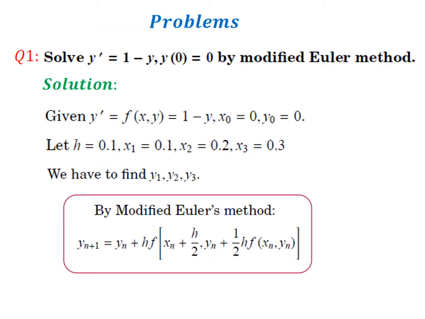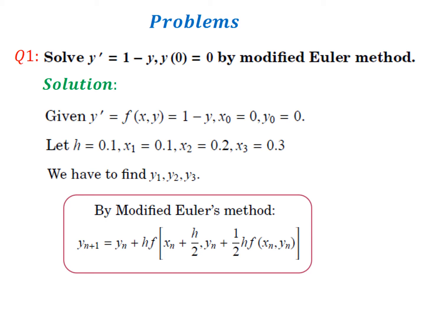The first problem: solve y' = 1 - y, y(0) = 0 by modified Euler's method. So this is f(x, y), that is y', and the initial condition is given as y(x0) = y0. This is common to all the problems in this unit. The initial values are definitely given for all the problems.